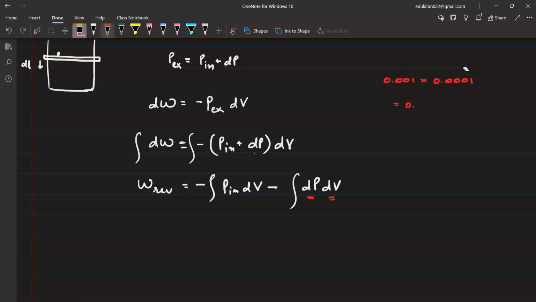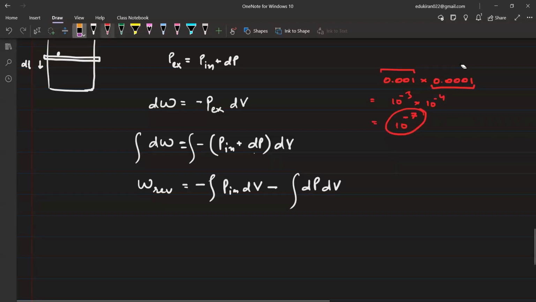Maybe you are not very comfortable like this. I can write this as 10 to the power minus 3 multiplied by 10 to the power minus 4. This will be equal to 10 to the power minus 7. I hope all of you understand. See here, guys. When we multiply two very small numbers, the result is even smaller. That is why we will be ignoring dP into dV, because it is a small change in pressure times a small change in volume, almost negligible.